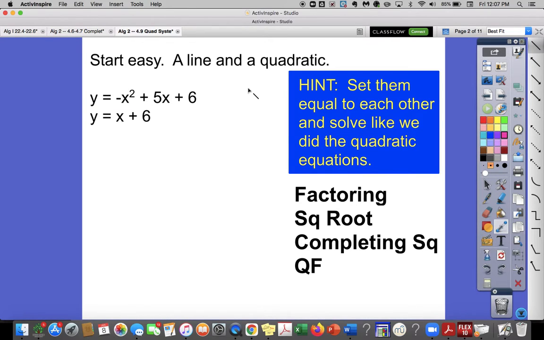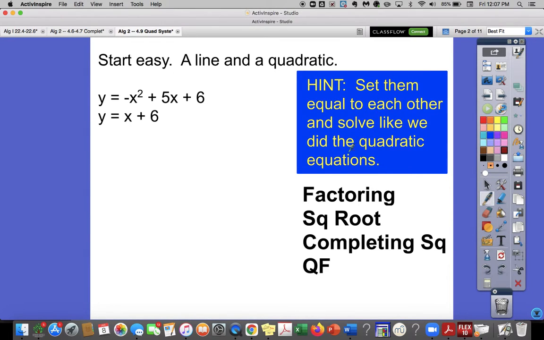Now, when we work these, we're going to take each function and set them equal to each other, and we're going to solve them like we did our normal quadratic equations. Remember, we talked about multiple ways of doing that. Factoring and square root property are the fast, easy ways, but they don't always work. So if you don't have those special situations where you can factor or take the square root, then you need something else, which would be either completing the square or the quadratic formula. We know that these two will always work, okay? So when all else fails, you can pull out that quadratic formula and solve it.